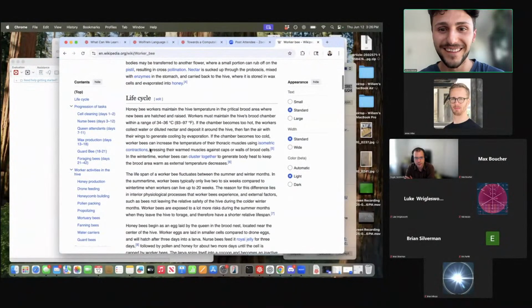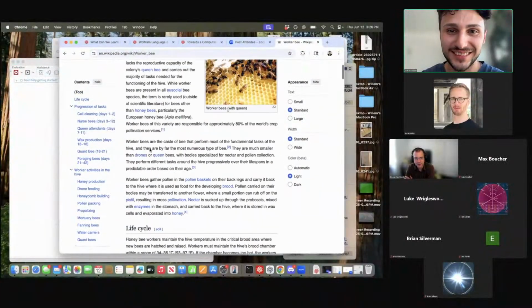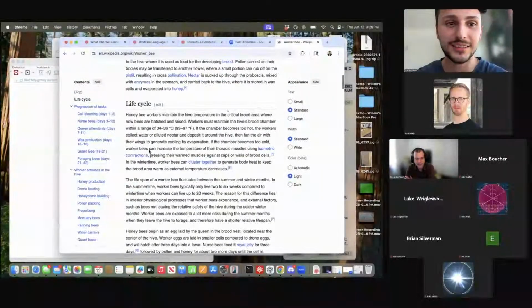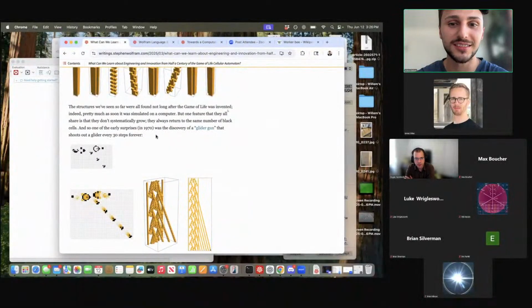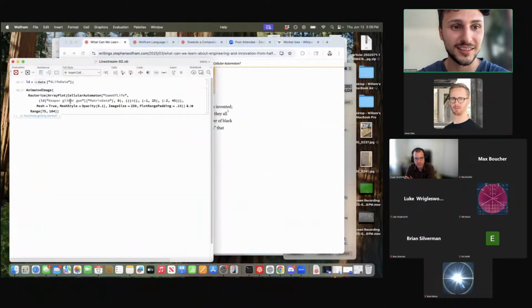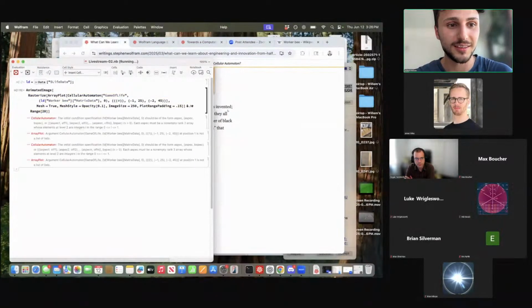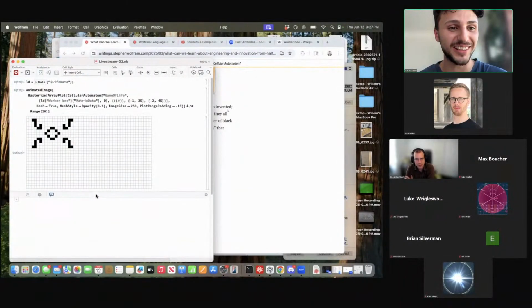Hmm. That's not very helpful. Just some bees. Maybe if I look for it in the background. Yeah, it's called worker bee. Oh, okay, we'll check it out. Yeah, maybe if I just do this. Initialize ID. Yeah, there we go. Okay.